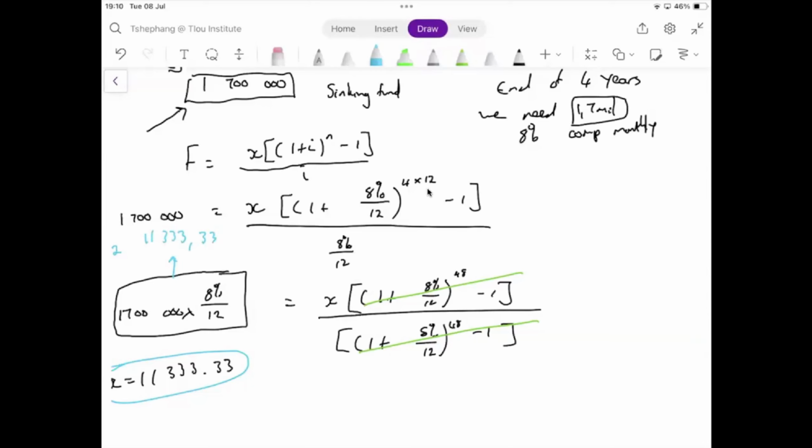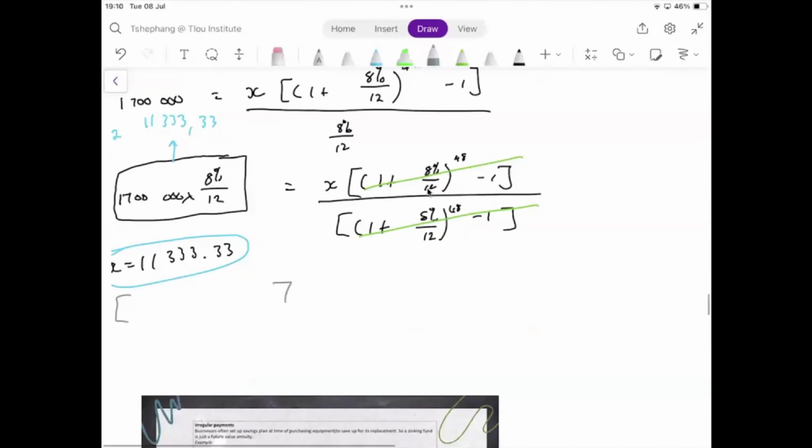And all we need to do is divide this answer by how much? By that bracket. Which bracket? 1 plus 8% over 12 to the power of 48 minus 1. And that gives us 30,168.